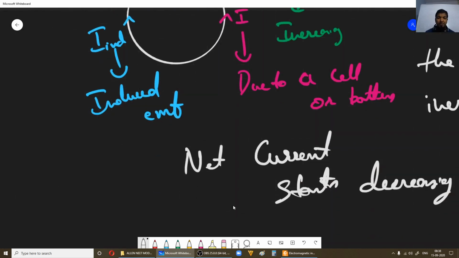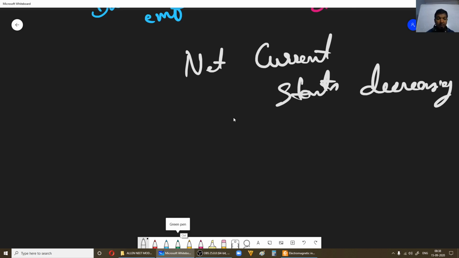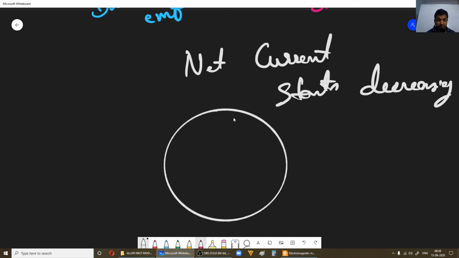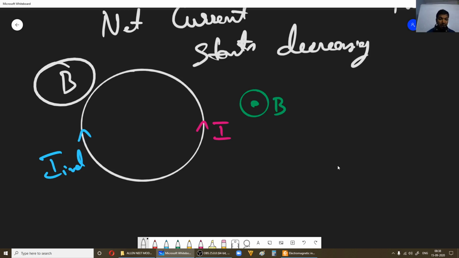Now the same thing applies for coil B also. If you consider coil B, exactly the same discussion applies. Say this is coil B. This is the current which is due to the battery and this is the induced current. Naturally here also the magnetic flux through coil B actually increases, so the induced current will be in the opposite sense, that is all.